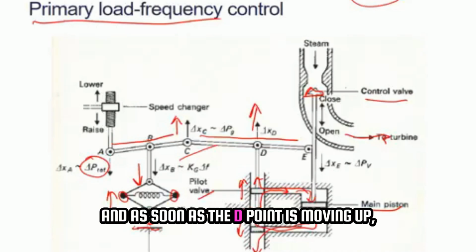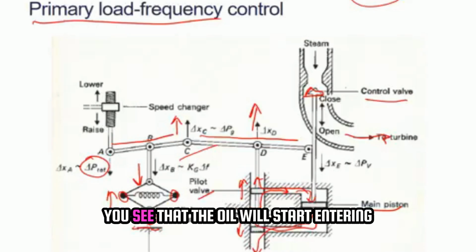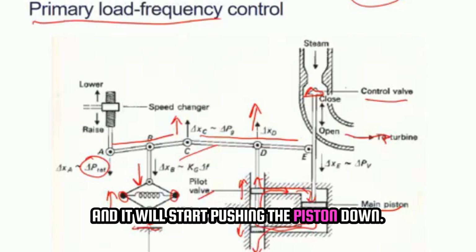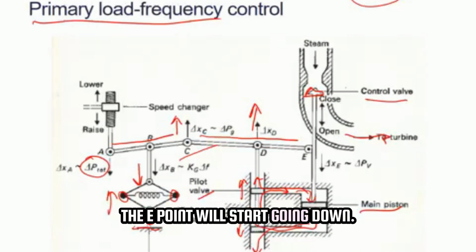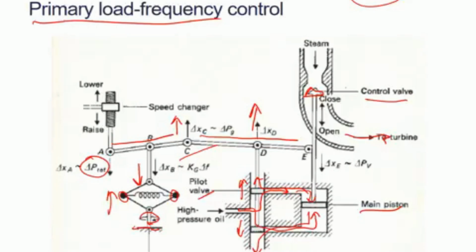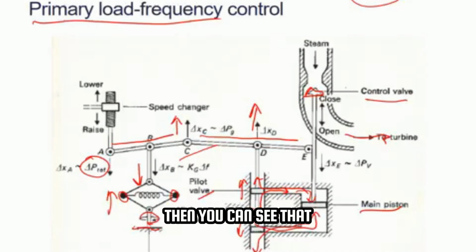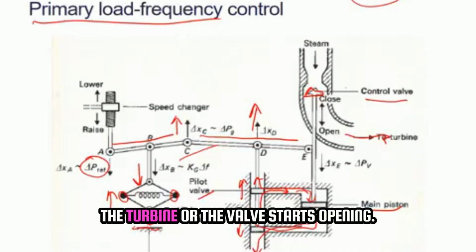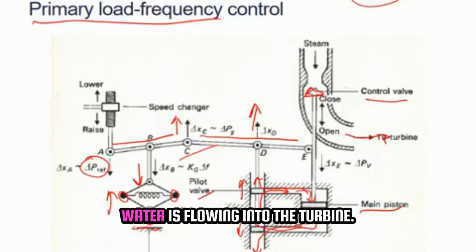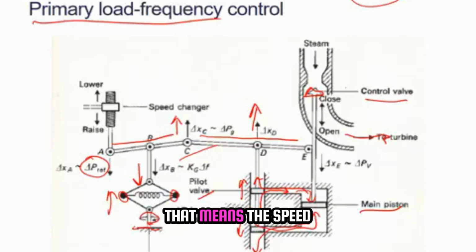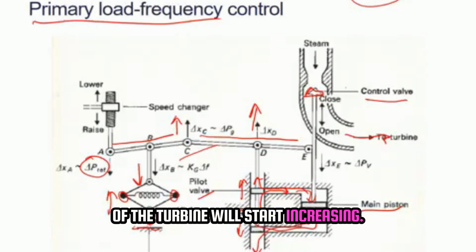And as soon as the D point is moving up, you see that the oil will start entering and it will start pushing the piston down. The E point will start going down. Right, now as soon as E point starts going down, you can see that the turbine valve starts opening. That means more steam or more water is flowing into the turbine. That means the speed of the turbine will start increasing.